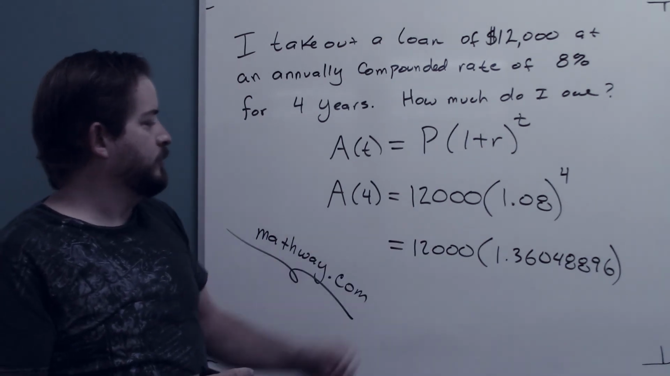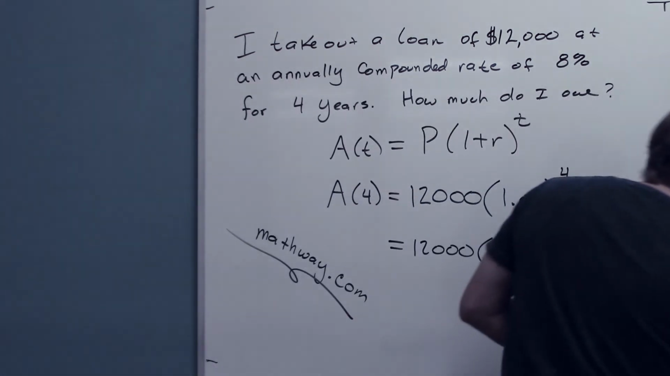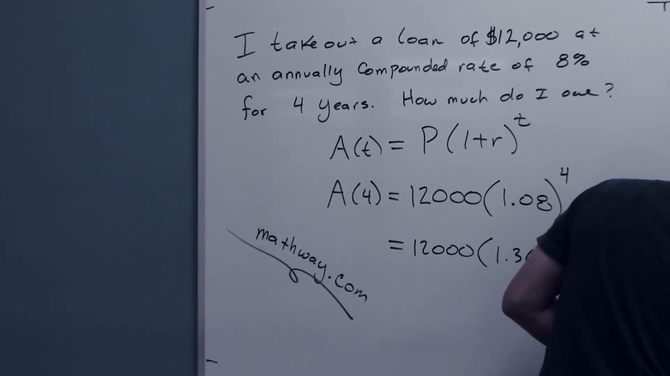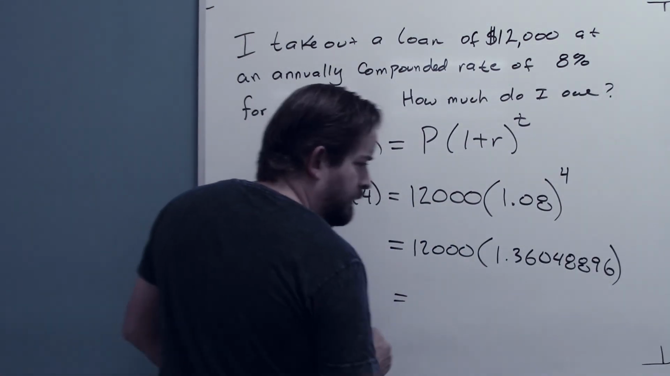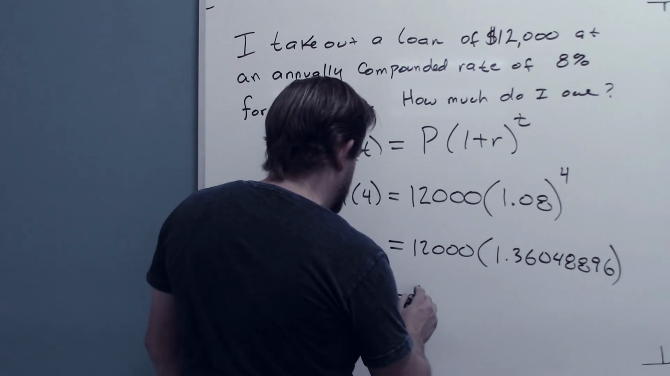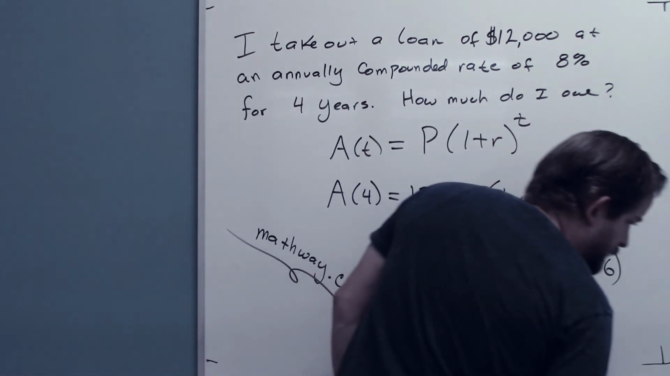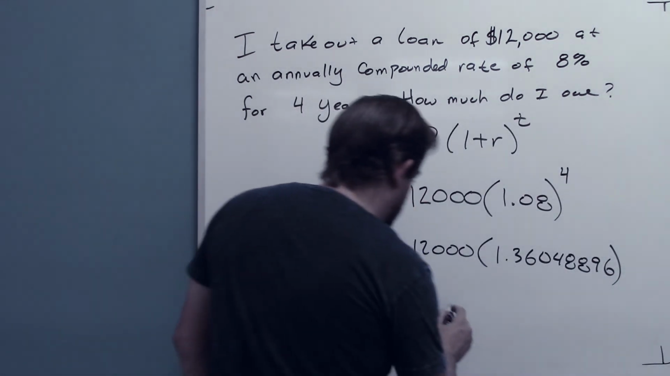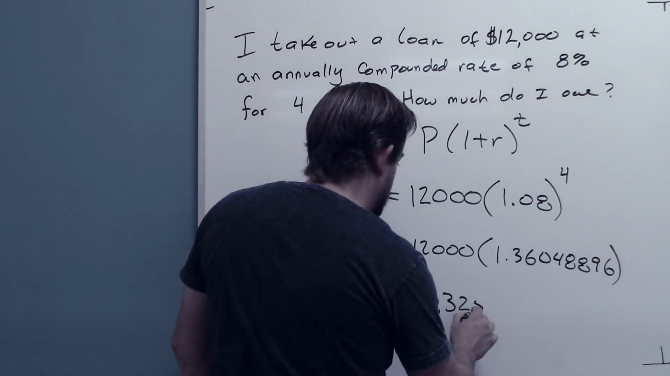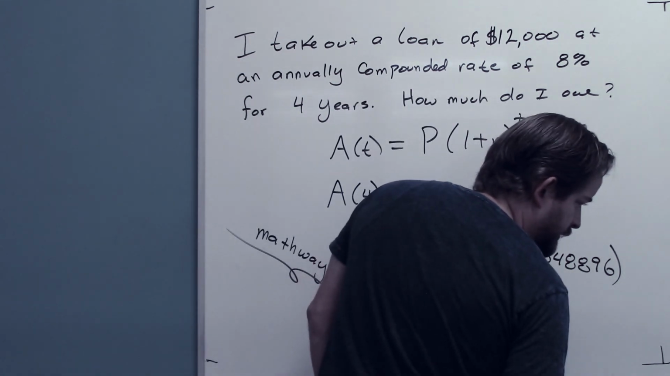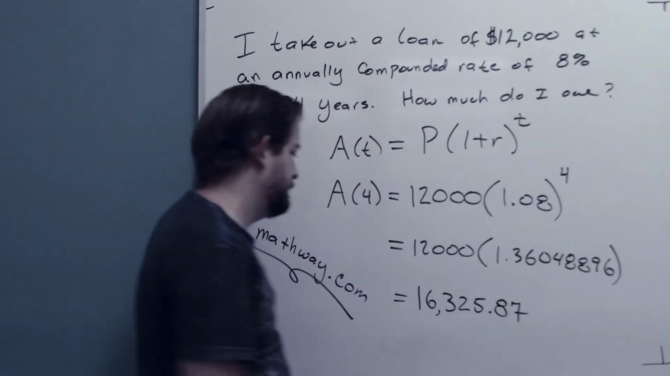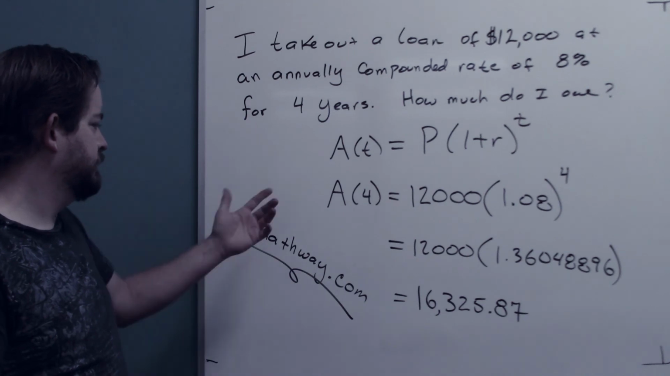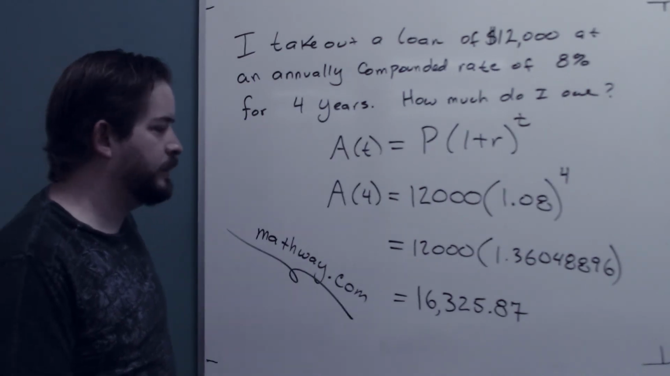But if I then do the multiplication of this number by 12,000, this becomes 16,325 and 80, I'm going to round this up to 87 cents. And that's how much I owe this loan shark after 4 years.